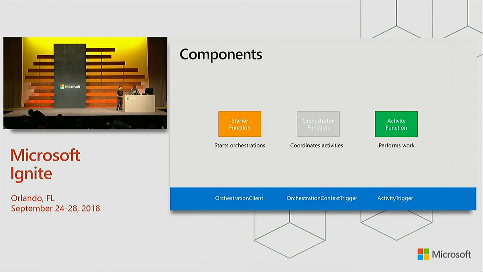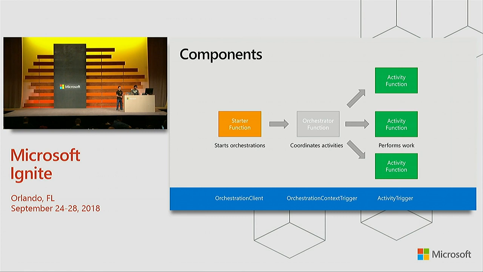So Durable has mainly 3 components. There's a starter function that can kick off your orchestrator. Your orchestrator is the function that can run for long and control state. And as it needs to call into different functions, those functions are called activity functions, which in our world of Functions is just a different type of trigger, an activity trigger. And as it needs, it calls into all these different activity functions.